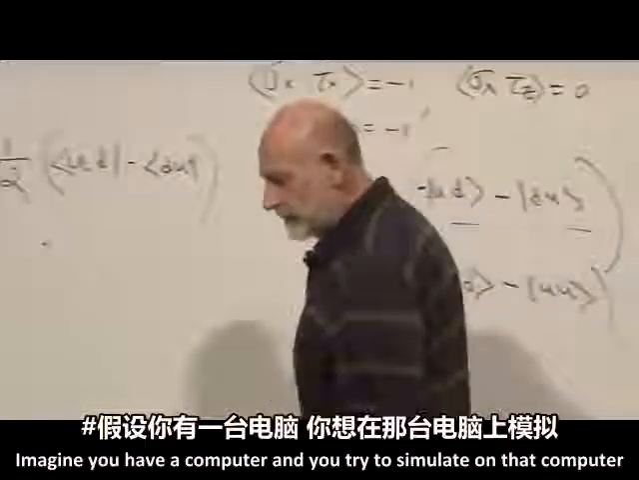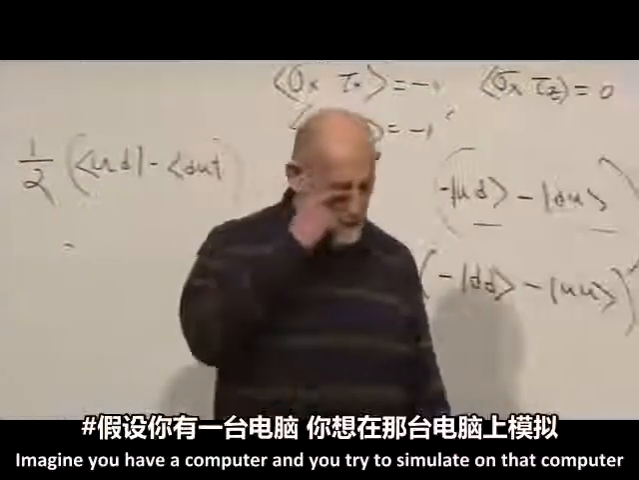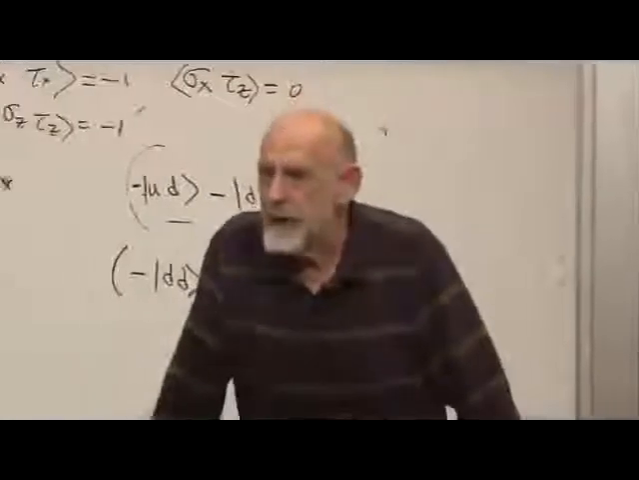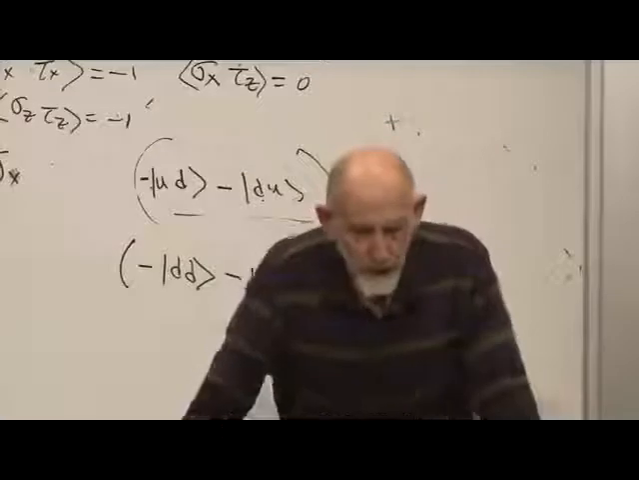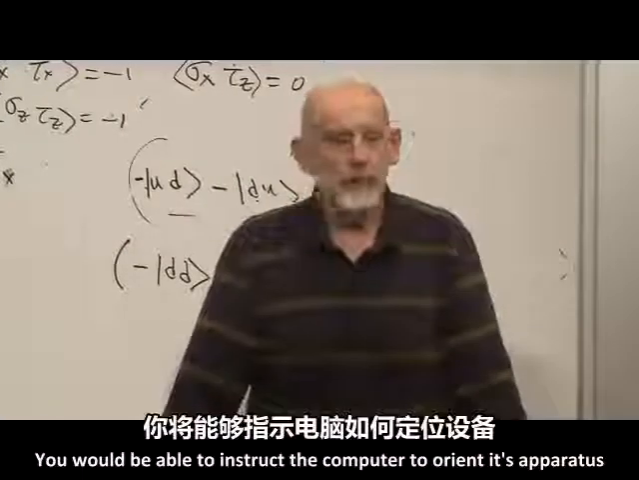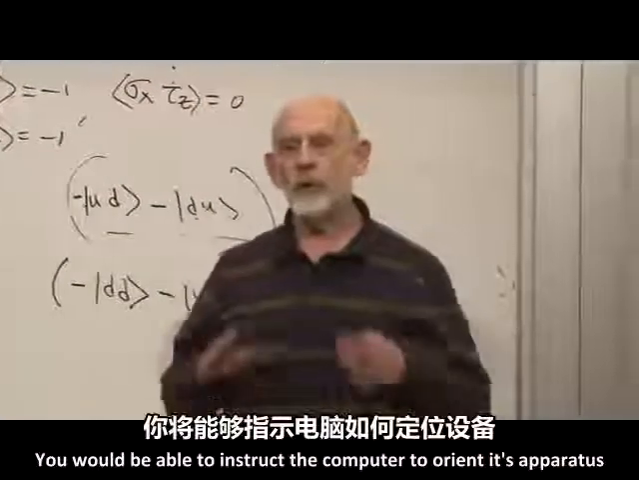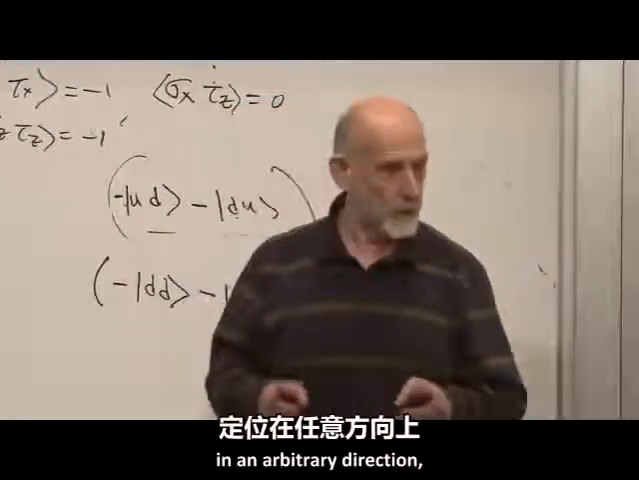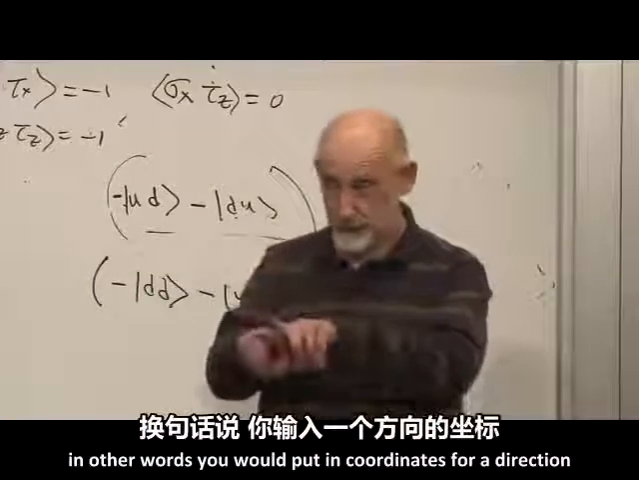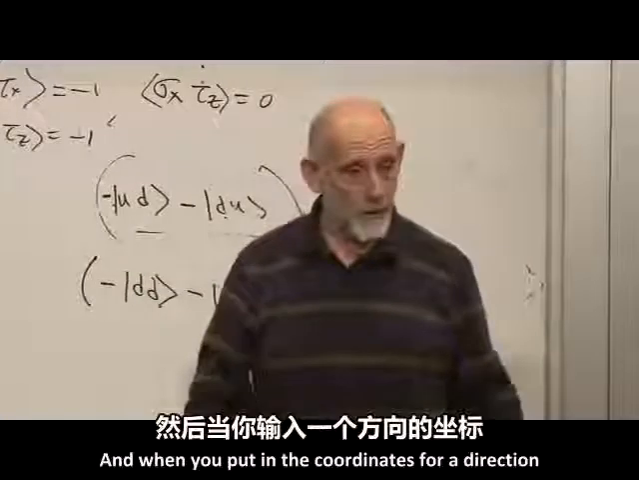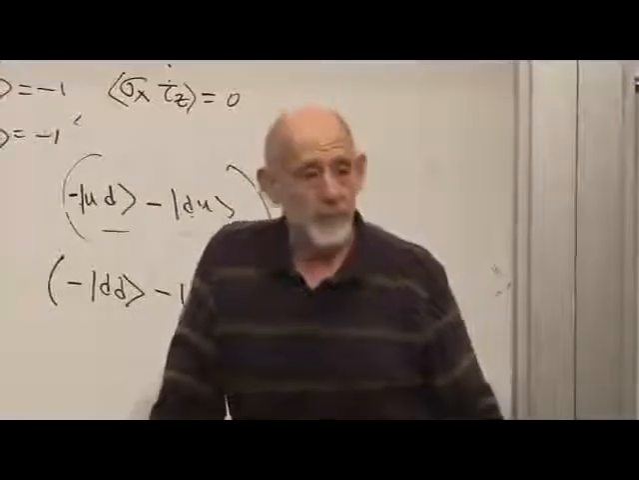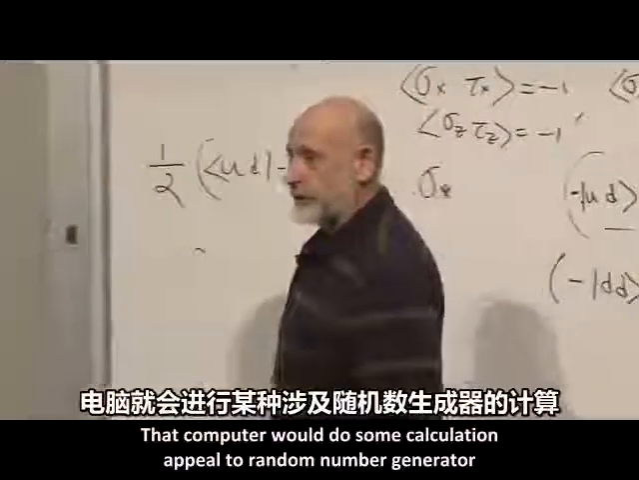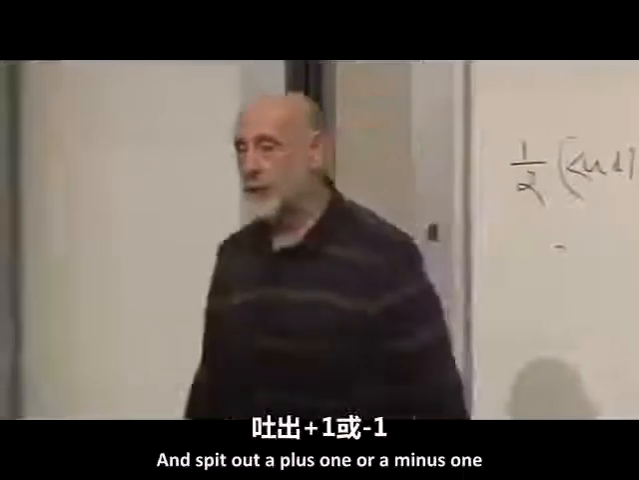Imagine you had a computer and you try to simulate on that computer the quantum mechanics of a single spin. Now here's the way you would simulate it. You would be able to instruct the computer to orient its apparatus in an arbitrary direction. In other words, you would put in coordinates for a direction. And when you put in the coordinates for the direction, the computer would do some calculation, appeal to a random number generator, and spit out a +1 or a -1.